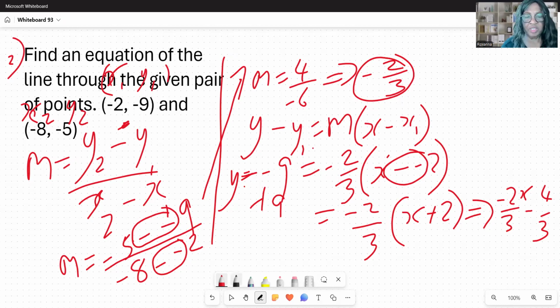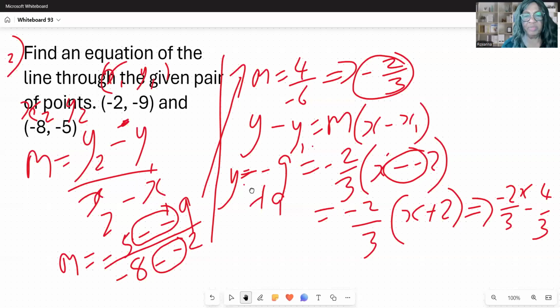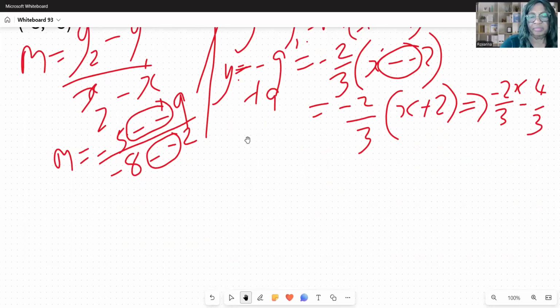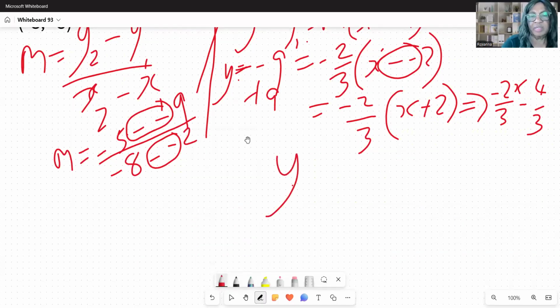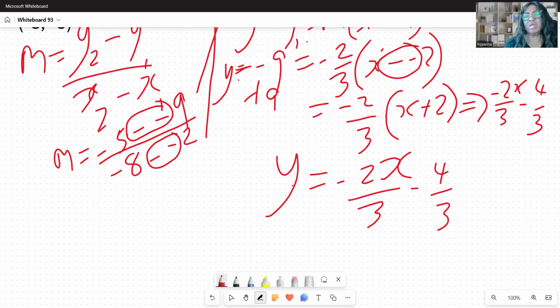So my equation will end up being y is equal to, on the right-hand side, -2x/3 minus 4/3. This time I'm also going to have, see, this is positive, negative, so it's positive. And since it's positive, I will just say -9 on both sides. So -9 on both sides.